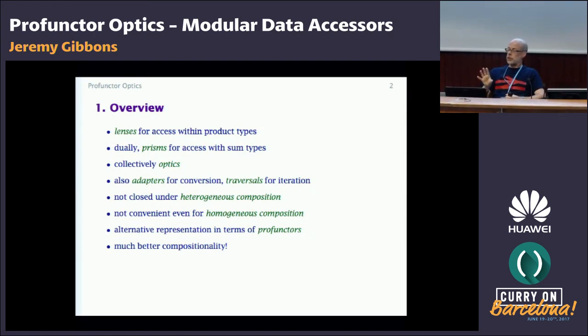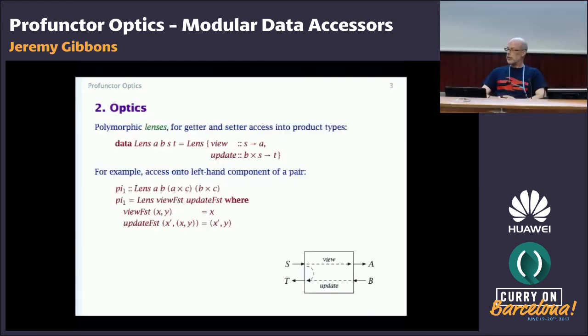But there is a dual to this for some types. These things are called prisms, and I'll show you concrete definitions of these in examples later. Lenses and prisms have collectively been called optics, and there are some more things within. So, I'm going to call that lens pi 1.